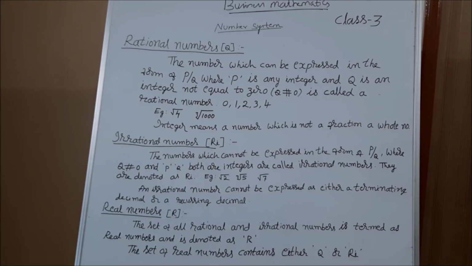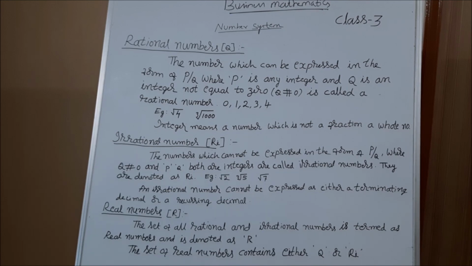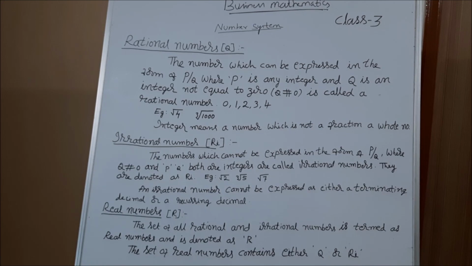An irrational number cannot be expressed as either a terminating decimal or a recurring decimal. Neither will it be terminating nor a recurring decimal. Terminating means you will have one exact answer. It is not terminating, like 1.1345678, which is not a recurring decimal, or 0.131313. Such numbers are what we call irrational numbers.